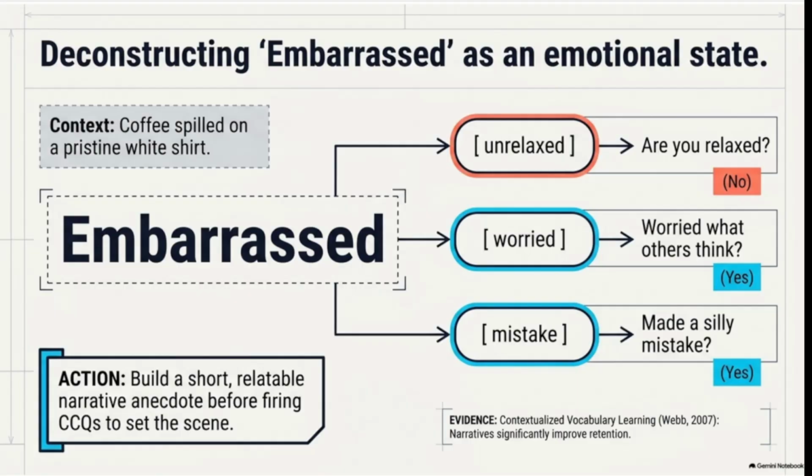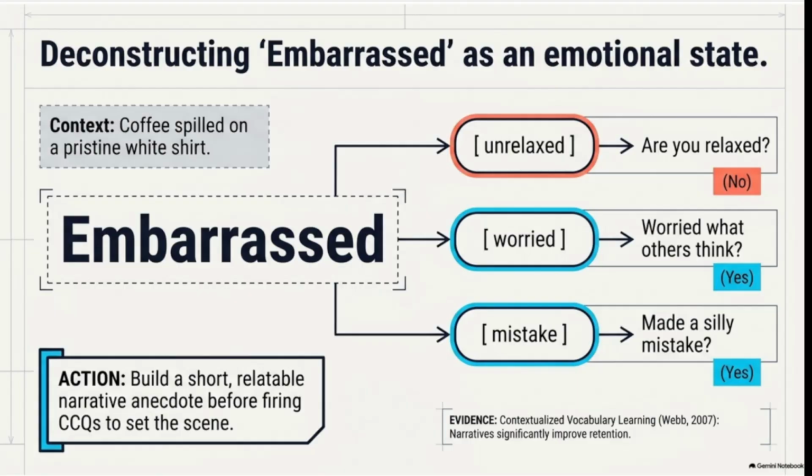Let's now put the framework into practice. Let's take the word embarrassed. Imagine that a student spills coffee on a clean white shirt while giving a presentation. We want to teach the word embarrassed. First, we establish the context. The student makes a silly mistake in front of other people. Then we elicit the word.